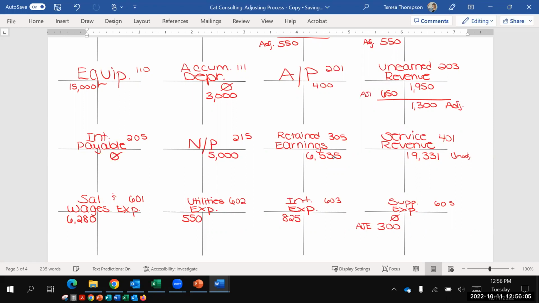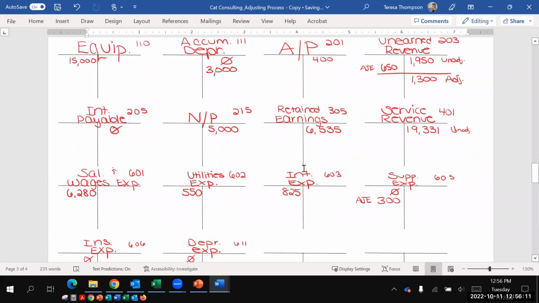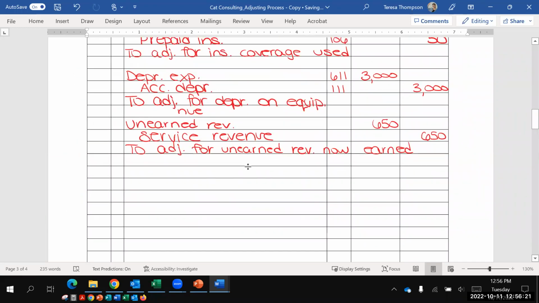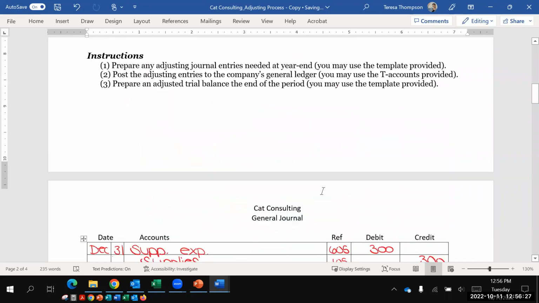This was our adjusting journal entry, and this was our unadjusted balance we started with. And we got to put it to revenue. 650, adjusting journal entry. Okay. 2, 3, 4, 1. Nice.